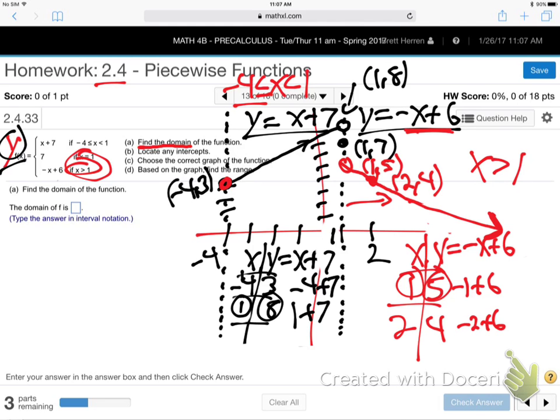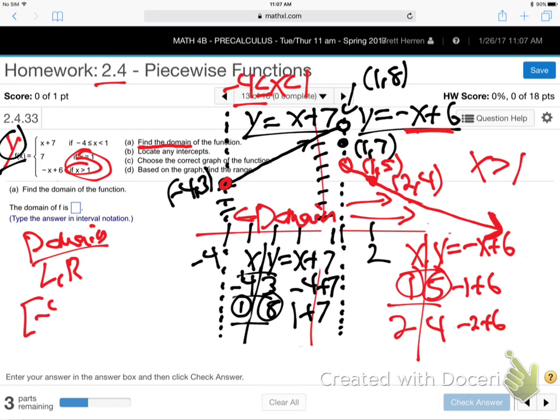Find the domain. So what's the domain? Domain is the width coverage. When you're looking at the graph, it's left edge, right edge. So what's the left edge of this graph? Negative 4 with a bracket, solid. What's the right edge? Infinity. It goes forever to the right. There's graph all through here, in the middle, and here.